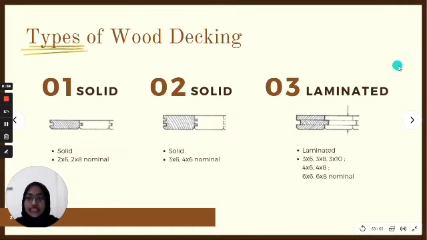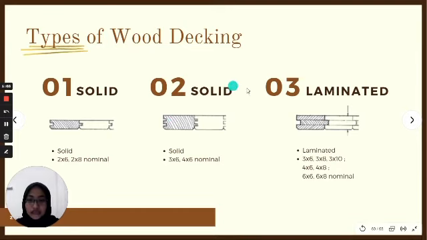Okay. Next is the types of wood decking. There are 3 main types here. The first one is solid 2x6 or 2x8 nominal. You can see there's one connection in the middle of the planks. So that is what differentiates the first type from the second type.